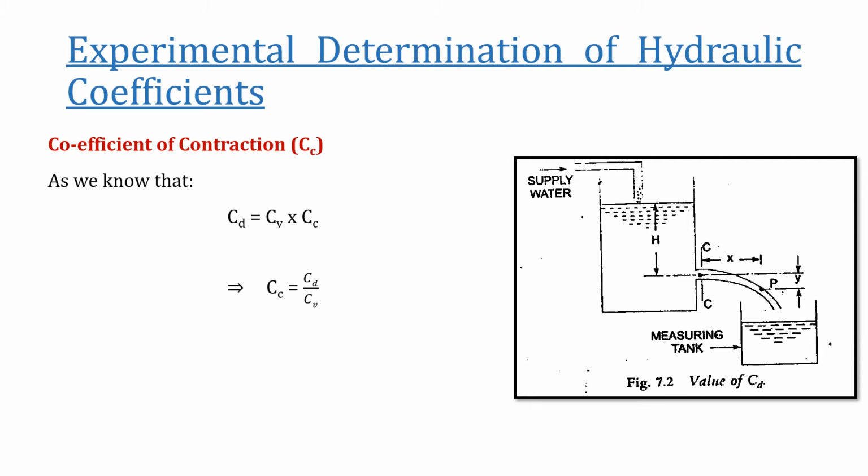The other way is, if we know the area of jet at vena contracta, since coefficient of contraction is a ratio of area of jet at vena contracta to the area of orifice, which is already known, we can actually measure the diameter of jet at vena contracta by using an outside caliper, and then from there we can know the area.